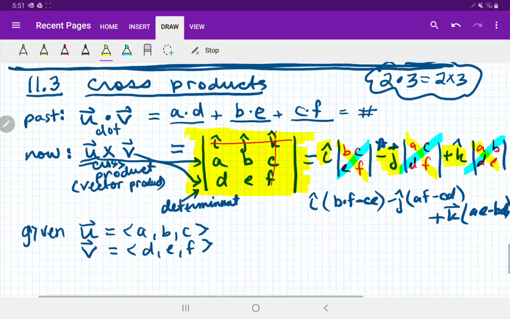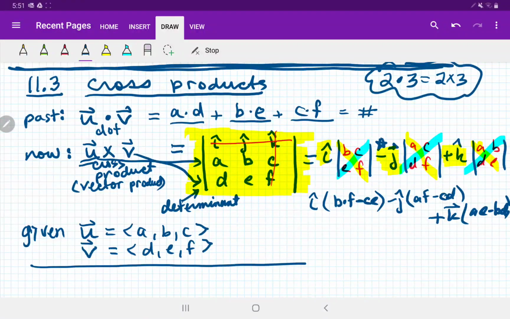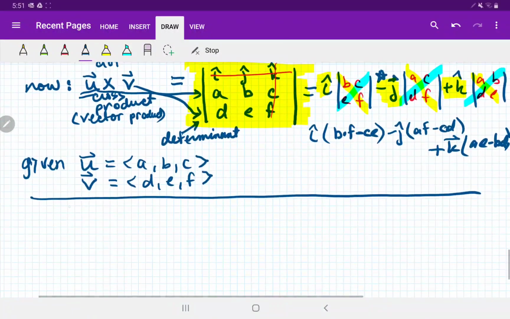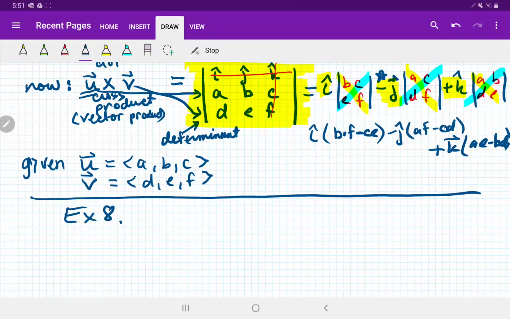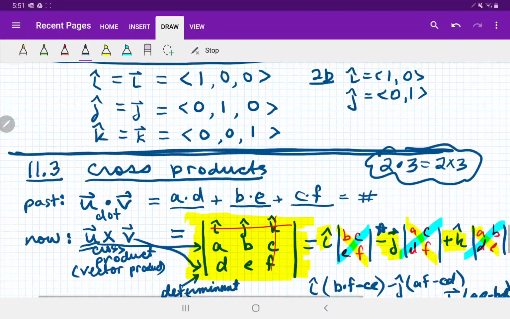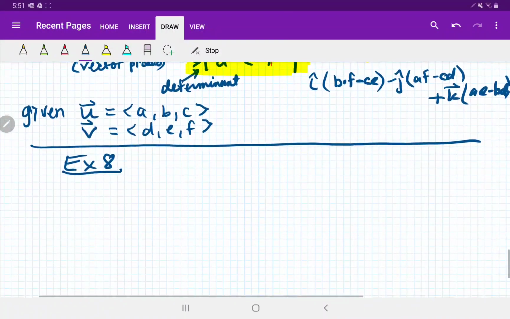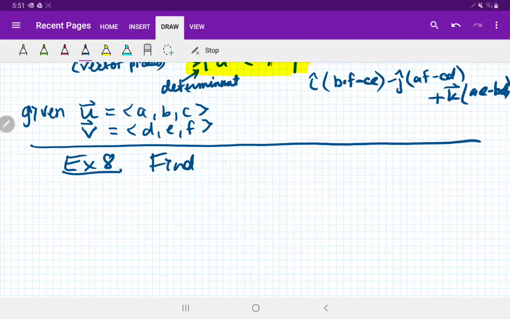Okay, for the rest of chapter 11, when we need to, we're going to utilize cross products. So let me show you an example. Let me see what example we're on. Example 7. So for these notes, we are on example 8. Okay, and this is our last one. So it says find 2, 1, 7 cross product. So they use an X instead of a dot.